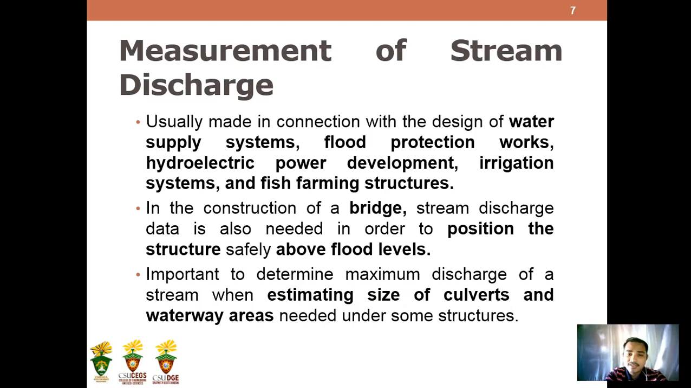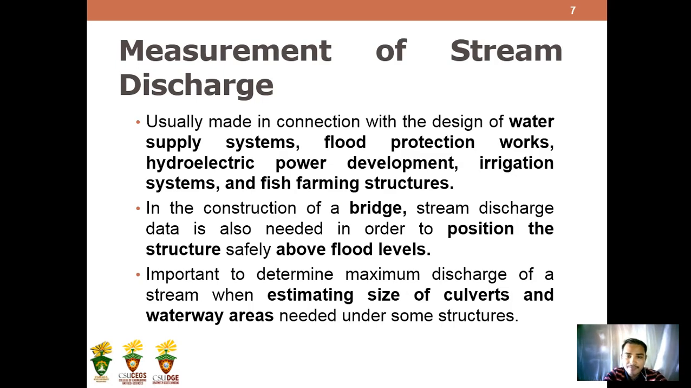Stream discharge measurement is usually made in connection with the design of water supply systems, also for flood protection works, or flood walls, and hydroelectric power development, irrigation systems, and fishing farm structures. It is really necessary to determine the data for the stream discharge for us to know the specific structures that we are going to establish in a specific location.